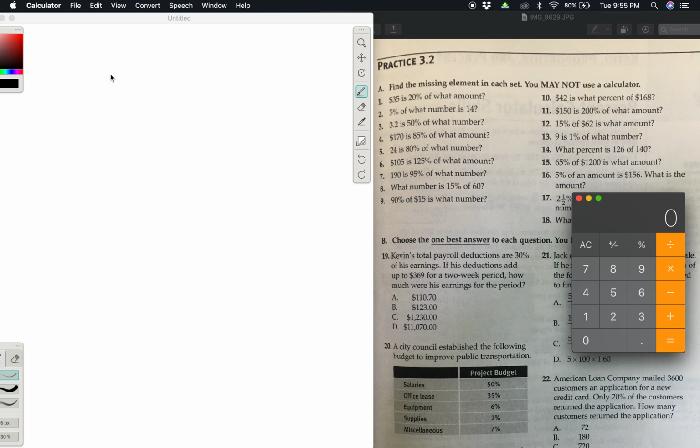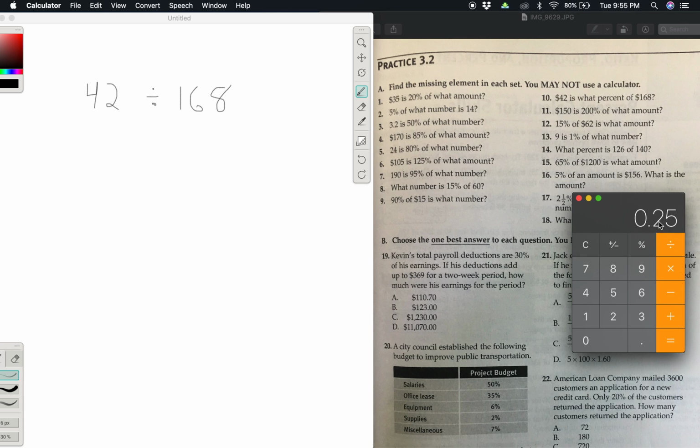So when you have, like I mentioned earlier, the part with anything else, then you divide it. So 42 divided by 168. Okay, so let's do this. 42 divided by 168 equals 0.25.